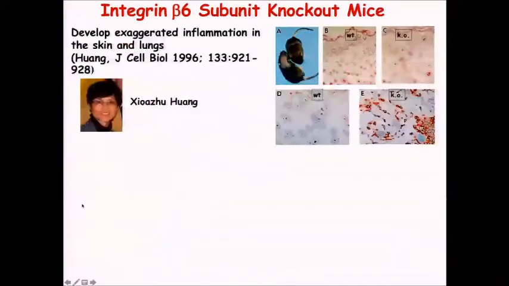So the work I'm going to talk about started with a knockout of one of the subunits that we cloned, the beta-6 subunit, which is present in the alpha-v beta-6 integrin. Xiaozhu Wang, a longtime colleague of mine, made this original knockout. And this was published now more than 20 years ago. We were really surprised by the phenotype, because this integrin is restricted to epithelial cells. We knew that from immunostaining and in situ hybridization. But the phenotype was not obviously related to epithelial cells.